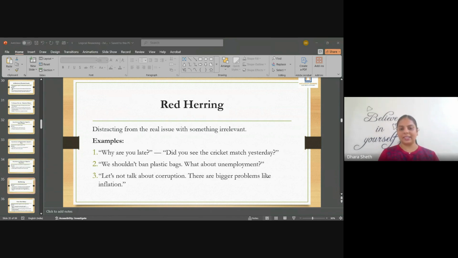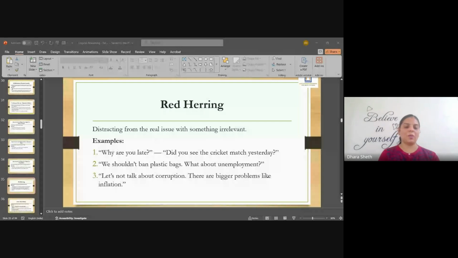Next, red herring. Distracting from the real issue with something irrelevant. Why are you late? The answer given is, did you see the cricket match yesterday? There's no logical flow. We shouldn't ban plastic bags. What about unemployment? So you are trying to distract from the real issue by putting out some other issue which has got no direct correlation. Let's not talk about corruption. Okay, there are bigger problems like inflation.